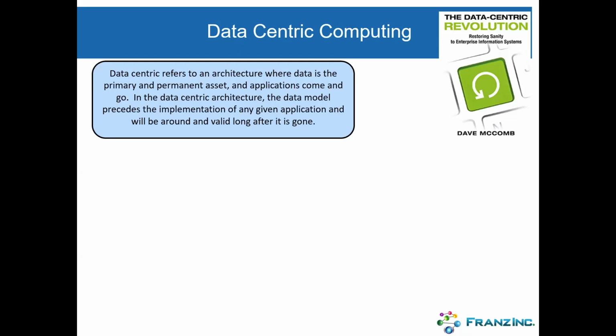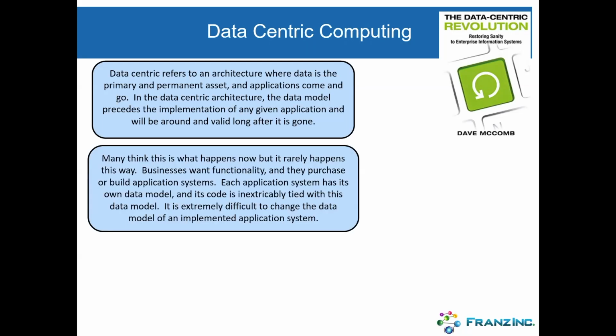And here is a summary of his data-centric computing approach, where he says data-centric refers to an architecture where data is the primary and permanent asset, and applications come and go. In the data-centric architecture, the data model precedes the implementation of any given application and will be around and valid long after it's gone. So data is the core. Now, people already think that they're doing this, but that's actually not the case.